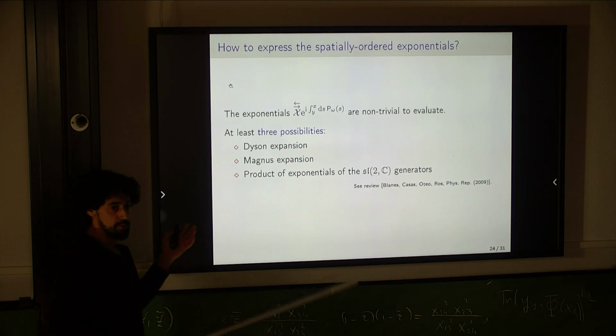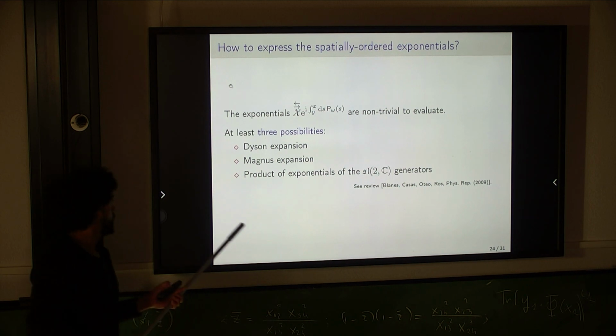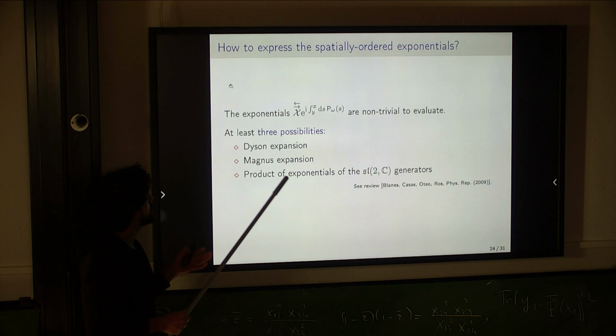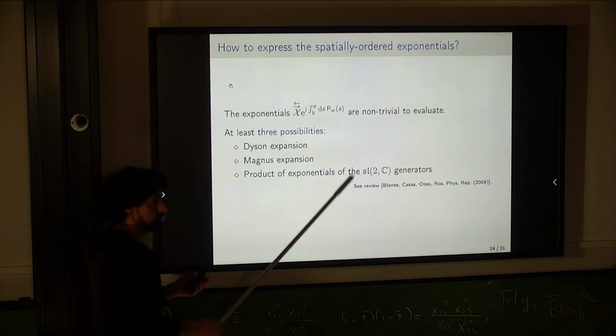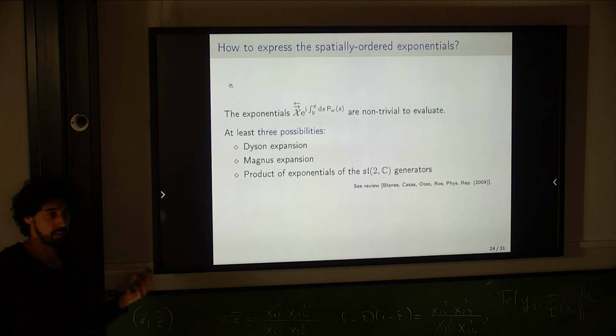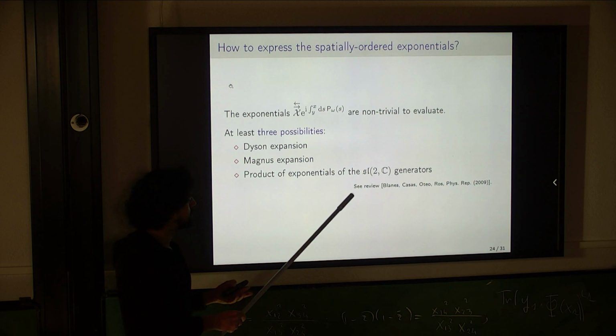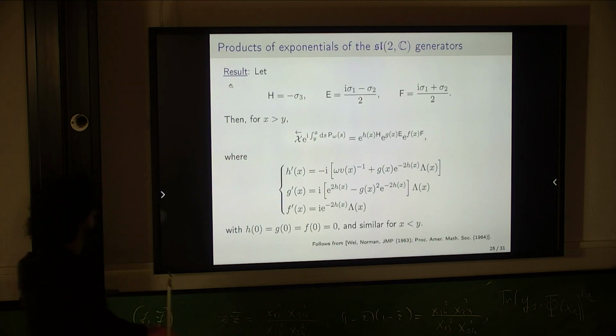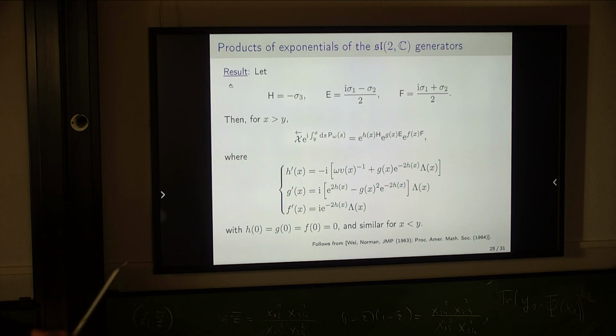You can use a Dyson expansion, a Magnus expansion, or you can also write this, quite an interesting result, as a product of exponentials of the generators of the algebra. So this matrix P lived in SL2, and so in general, the exponential will still remain in SL2, and you can write it in terms of these generators of the SL2.